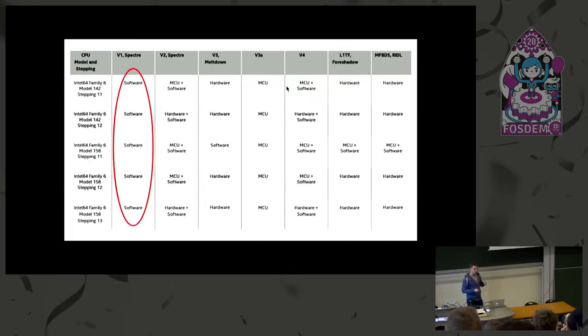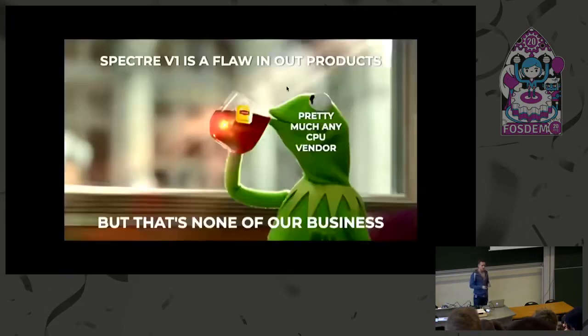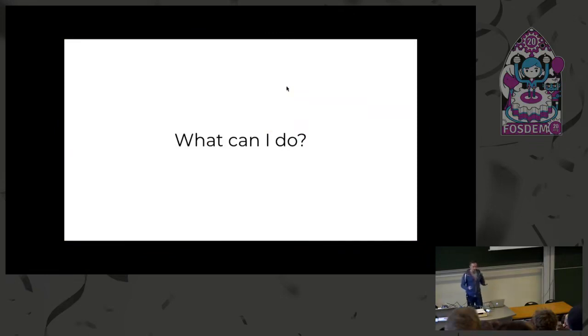However, the story is different for Spectre because here everything is supposed to be patched in software. So effectively, what they are saying is that even though it's a flaw in our products, we are not going to directly deal with it on the hardware level. So it is effectively our responsibility as software developers to deal with the hardware issues. So what can we do about it?